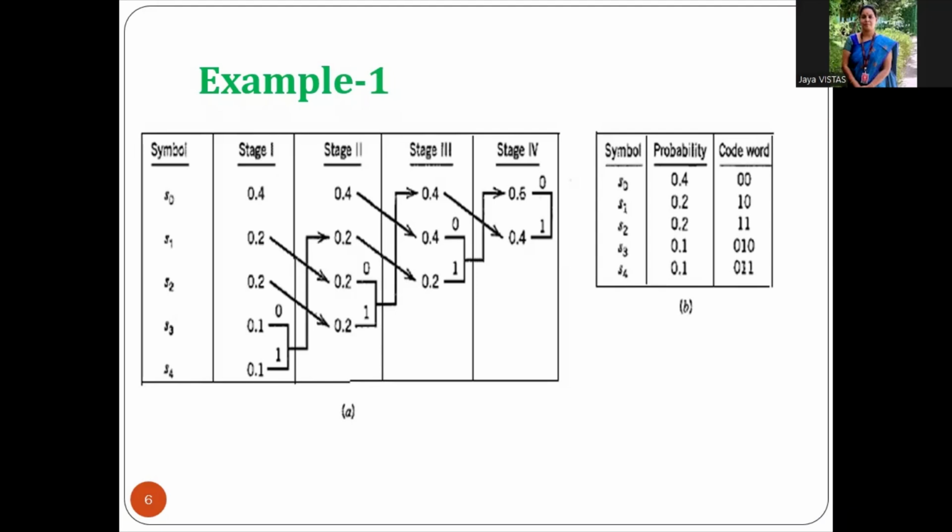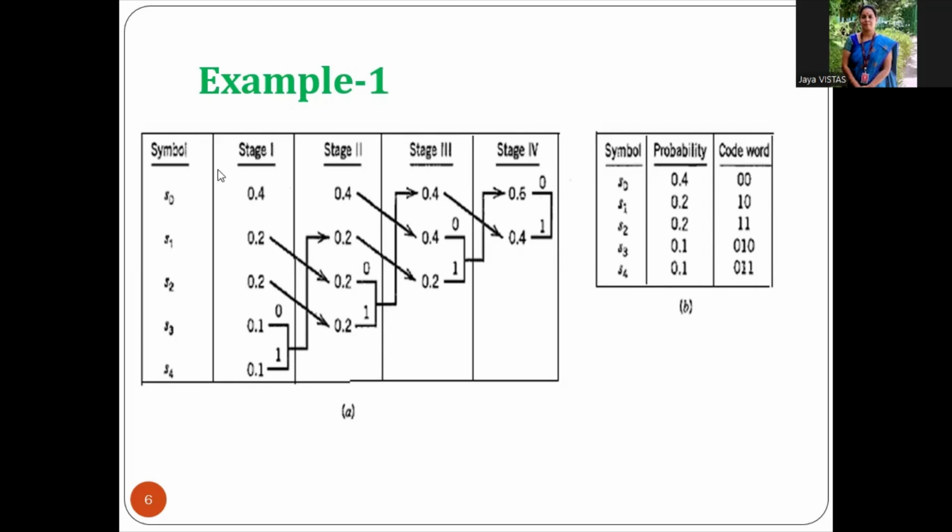Here you see that in total we have 5 symbols: S0, S1, S2, S3 and S4. The corresponding probabilities of each symbol: S0 is 0.4, S1 is 0.2, S2 is 0.2, S3 is 0.1 and S4 is 0.1. I already told you the steps involved in Huffman coding. The first step is arranging the symbols with their probabilities in decreasing, or descending, order.